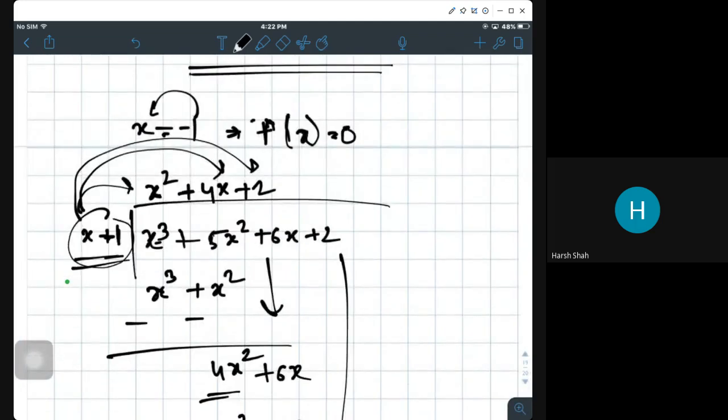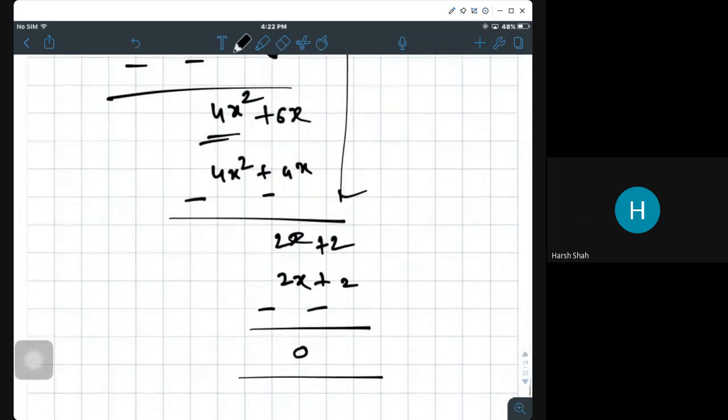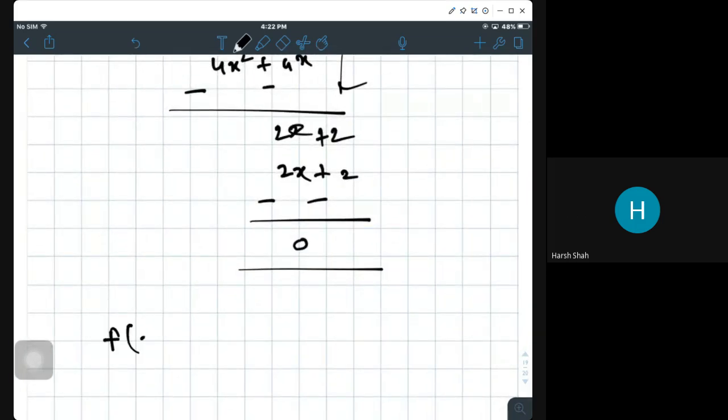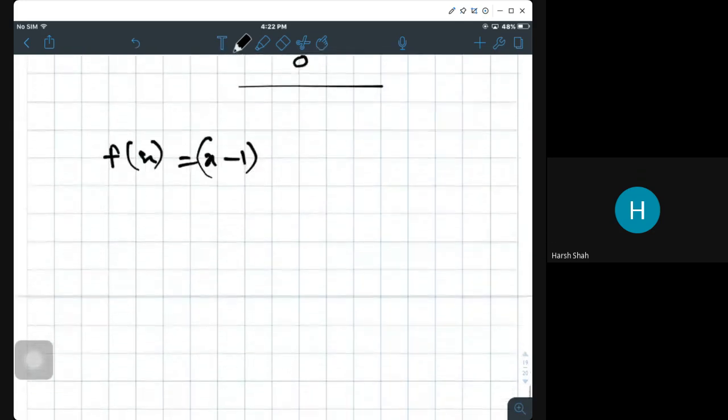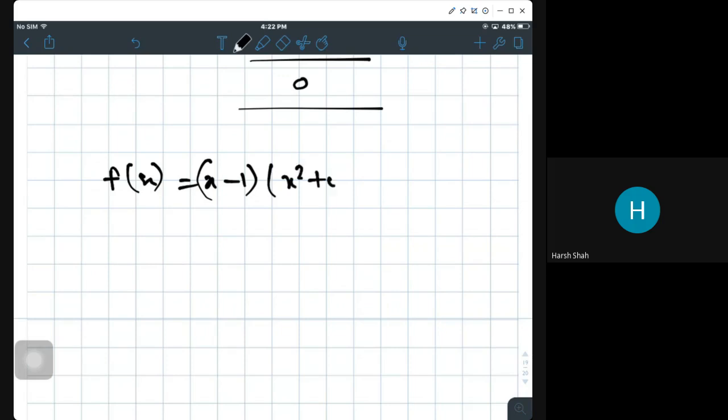So now you have this f of x. You can write it as x minus 1 times this x squared plus 4x plus 2. Now you know how to solve the quadratics. You can take it from here. Is this fine? Anyone facing any doubts?